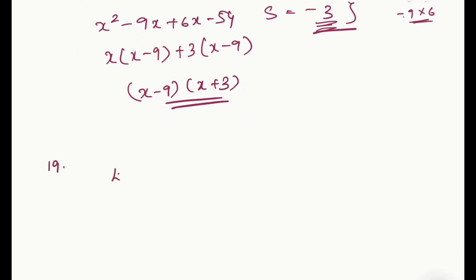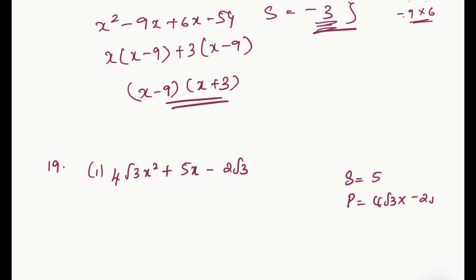What is given in question number 19? First one, 4 root 3 x square plus 5x minus 2 root 3. So sum should be equal to what? Sum is equal to 5. And your product should be equal to 4 root 3 into minus 2 root 3. So root 3 into root 3 will give me 3. 3 into 8, 4 2s are 8, 3 8s are 24, minus 24. What are the two possibilities such that your sum is 5 and product is minus 24? Can I take it as plus 8 and minus 3? Plus 8 into minus 3 will give me minus 24. Plus 8 minus 3 will give me plus 5.